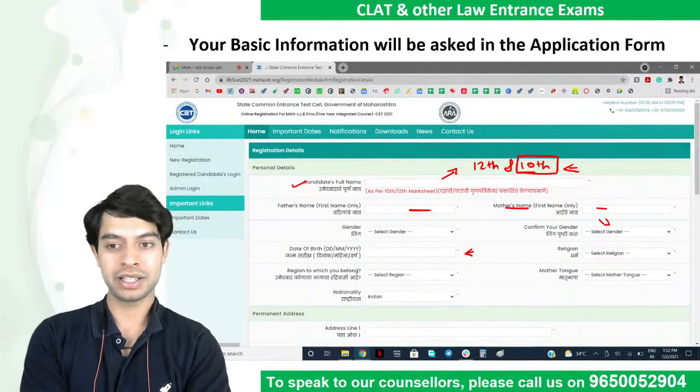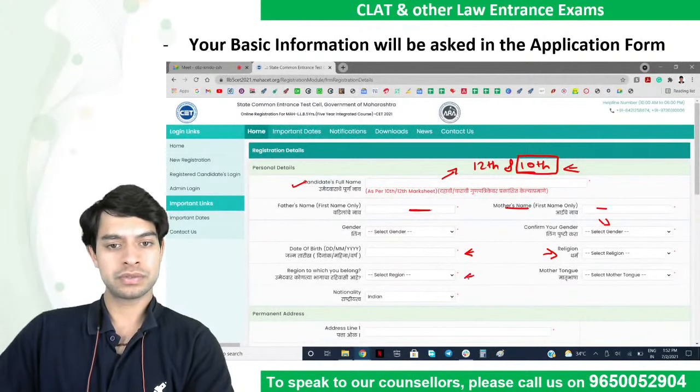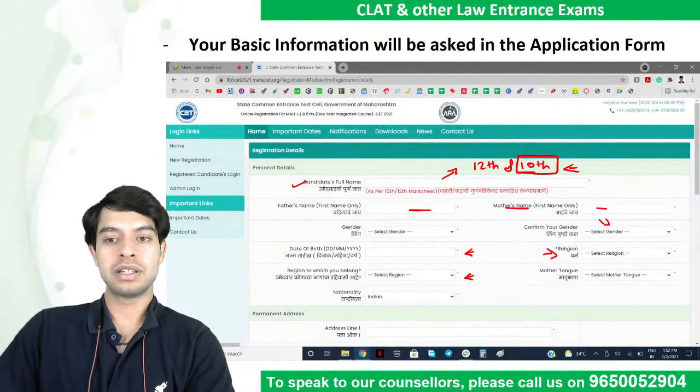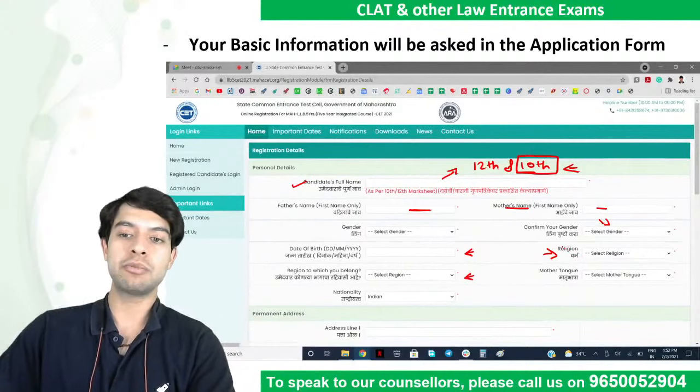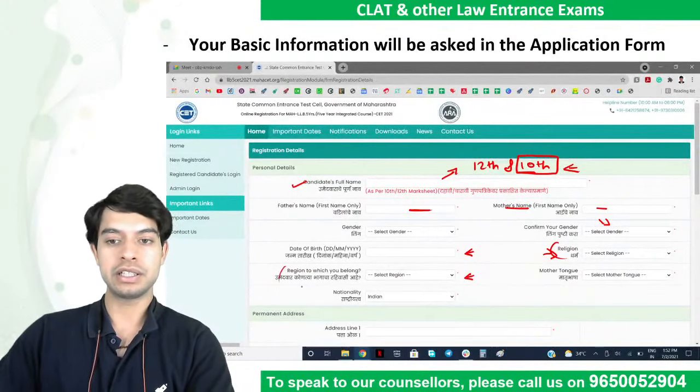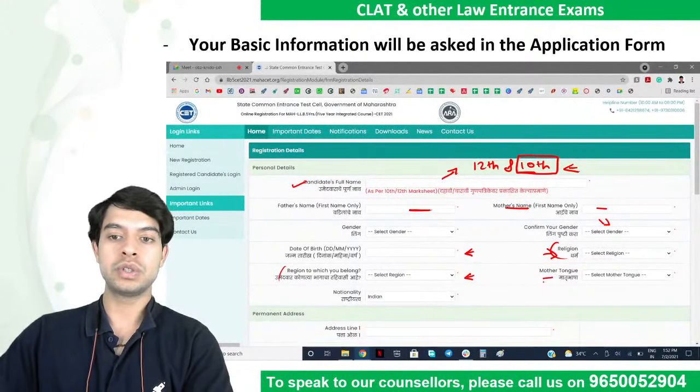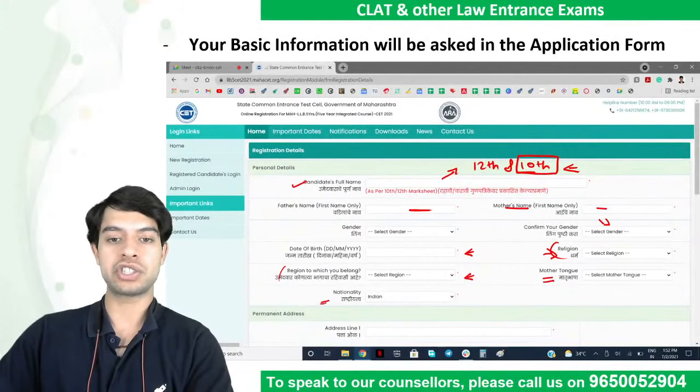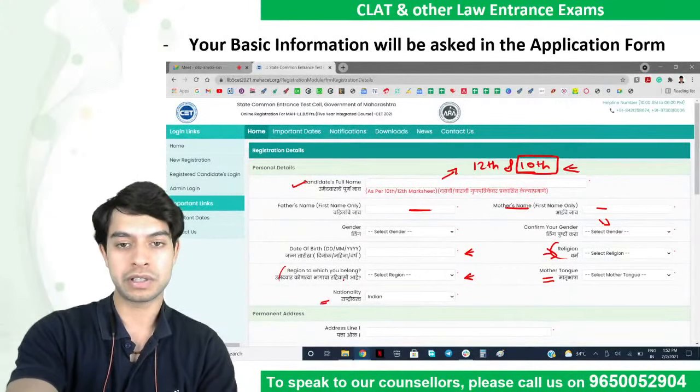After religion, religion to which you belong. Okay, both are same basically. Both are same question. I do not know why they are asking the same question repetitively here and here. And your mother tongue. You need to select your mother tongue and nationality. That is the personal details first of all.